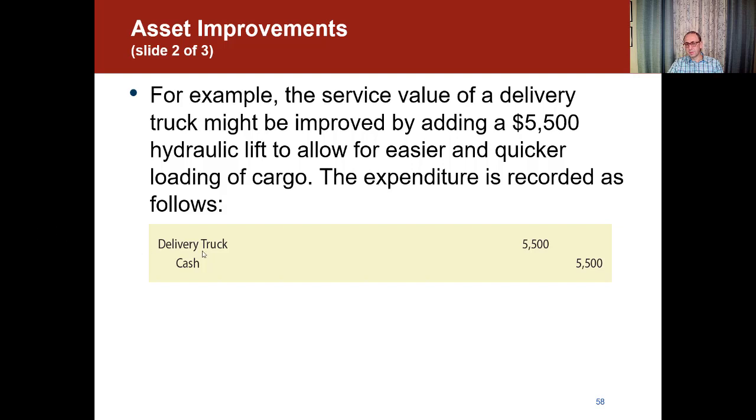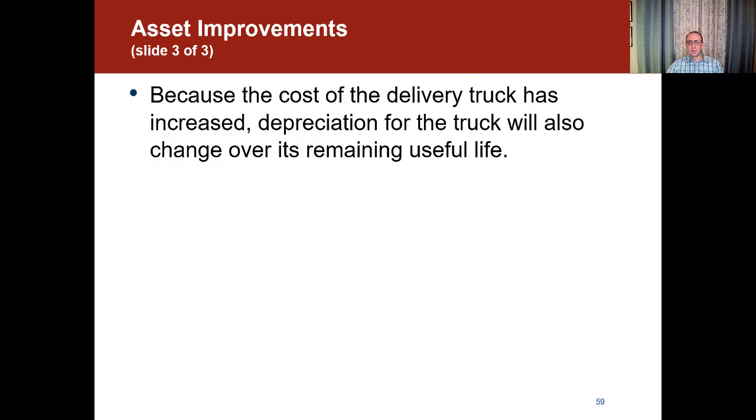So notice here we are debiting the delivery truck, even though we're not buying a new delivery truck, but this is something that's going to add to the value of the delivery truck, and that's why we're debiting the delivery truck. And on the credit side, we just have cash. Again, this is the amount of cash that we spent in order to add this hydraulic lift. So the hydraulic lift is adding value to the truck. Because the cost of the delivery truck has increased, depreciation for the truck will also change over its remaining useful life. Now we have to incorporate the value of this lift that has been added to the value of the truck, and this is going to change the amount of the depreciation expense.